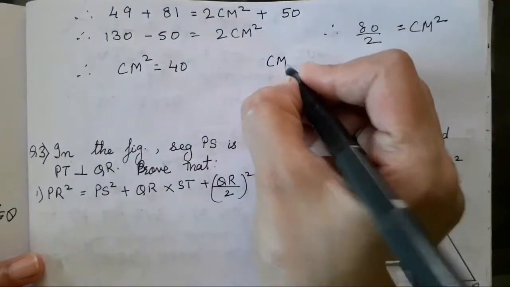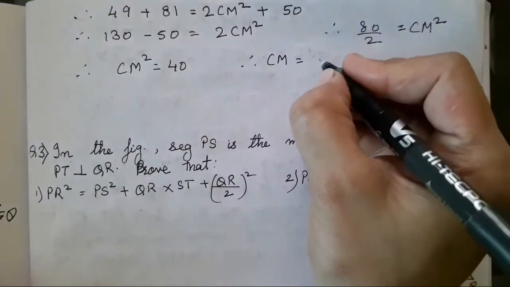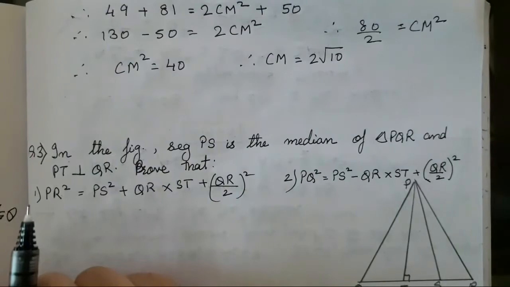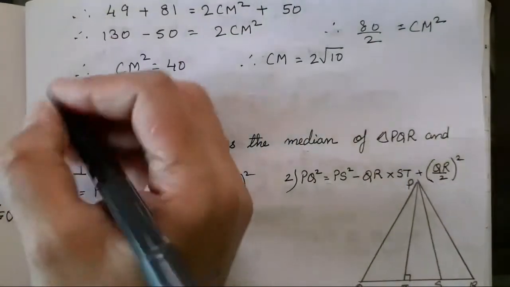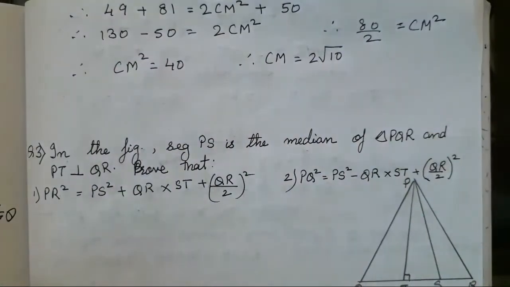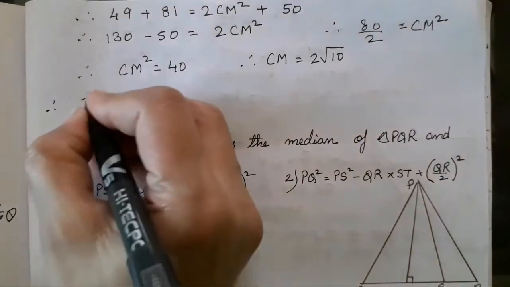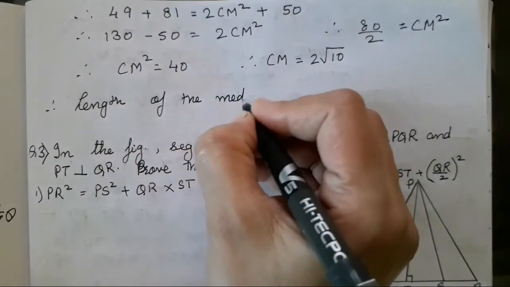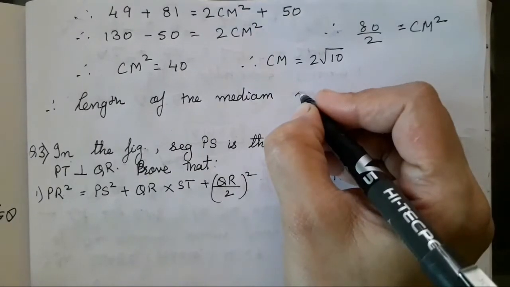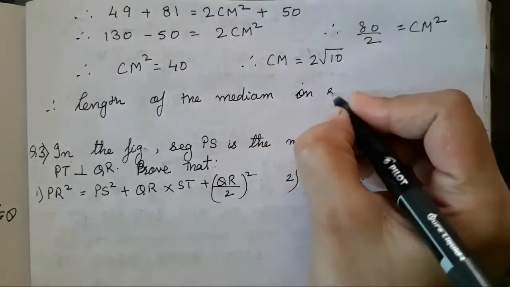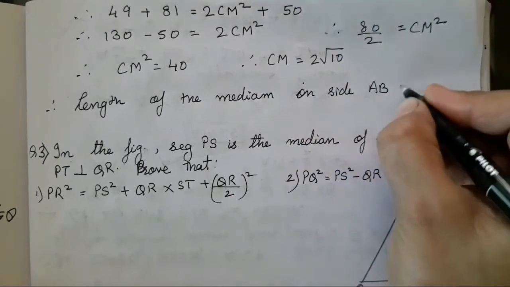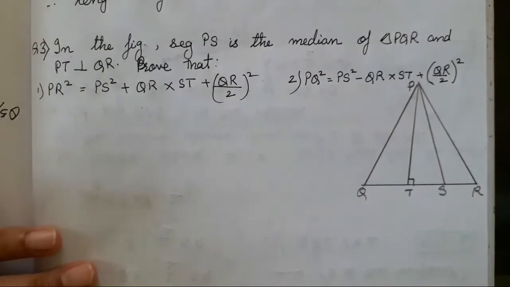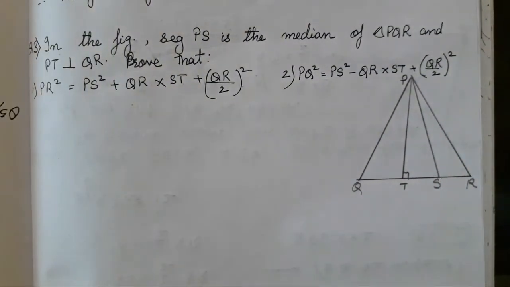Take the square root from both the sides. So therefore CM is going to be 2 root 10. Okay, for this you all have to find the root of 40 by factorization method. You will easily get this answer. For taking square roots from both the sides, we have got CM. Therefore, the length of the median on side AB is 2 root 10. That's it. Isn't it easy to solve? Just basic steps you all have to follow. Nothing much is to be done over here.